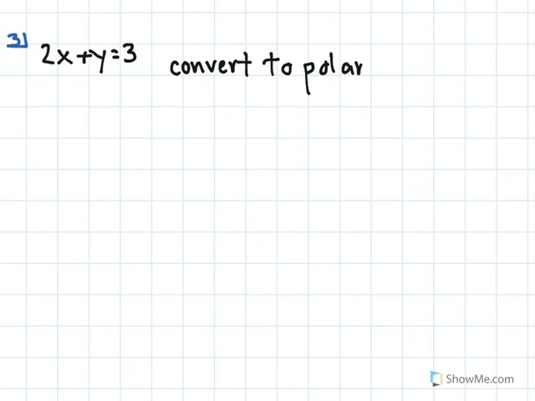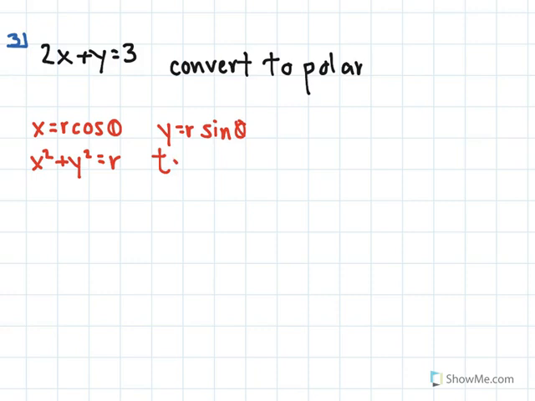So let's just remember these relationships that we have real quick. We know that x equals r cosine of theta, and x squared plus y squared equals r squared. We also know that y equals r sine theta, and tangent of theta equals y over x. So these are our conversions we use when we're going between polar and rectangular.